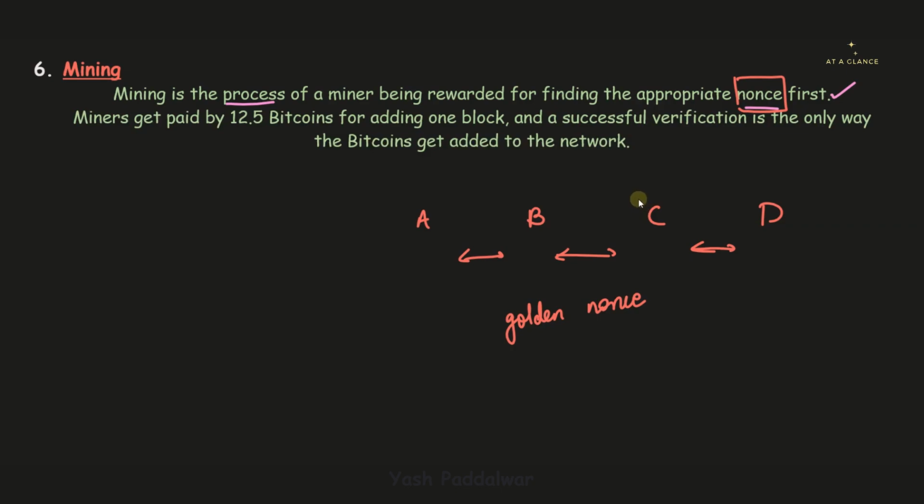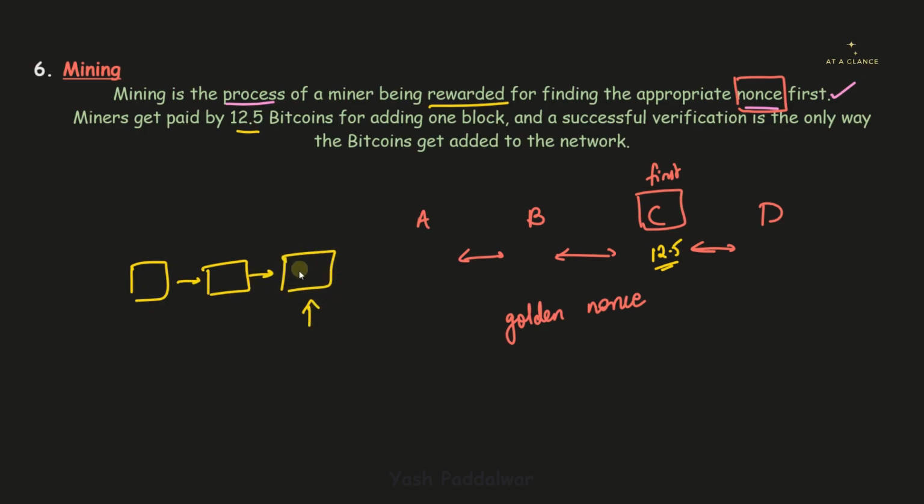Now let's say the mining node C got this particular golden nonce first. So in this case, mining node C will be rewarded with 12.5 bitcoins. So 12.5 bitcoins will be gifted to node C since it found the nonce first. And since it found the nonce first, this mining node will be responsible for adding the block to the blockchain.